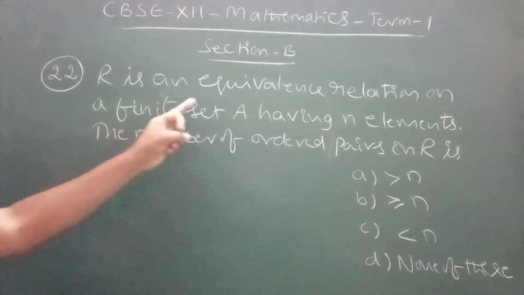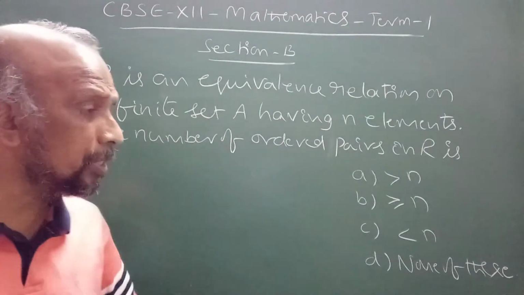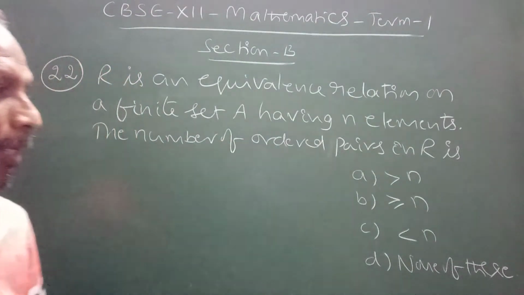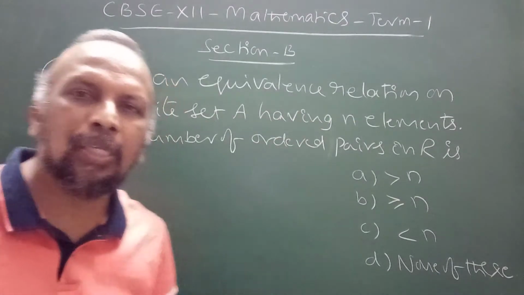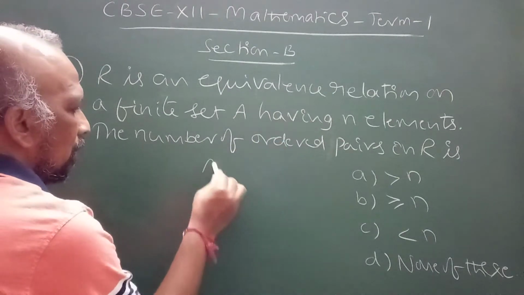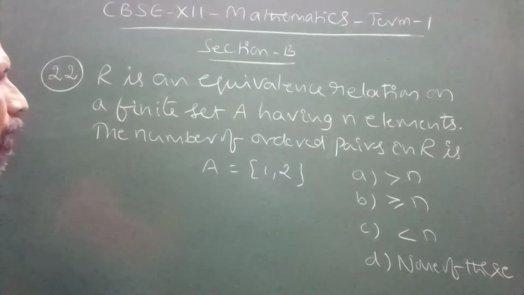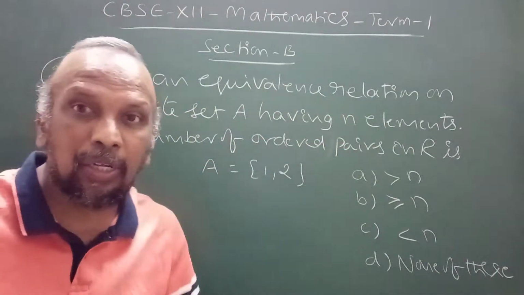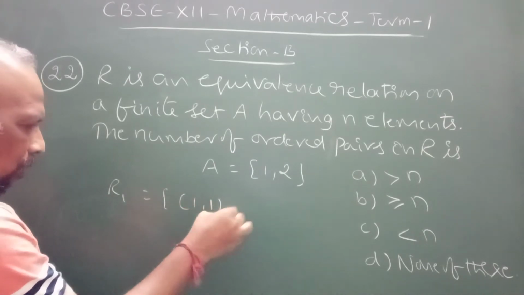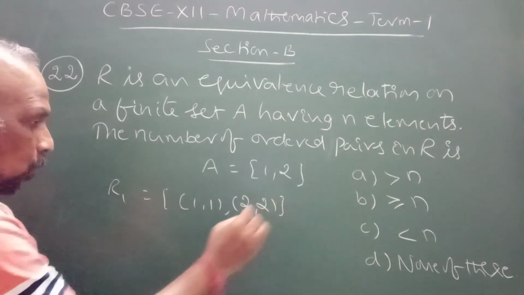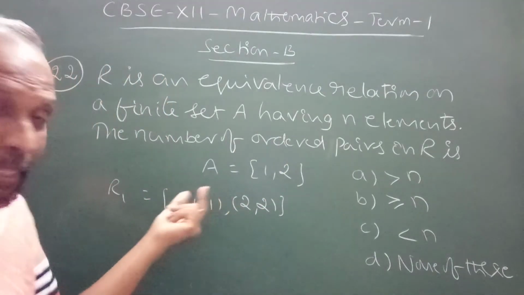Question 22. R is an equivalence relation on a finite set A having n elements. The number of ordered pairs in R is... When they talk about the number of ordered pairs with n elements, finite elements, consider for example that A has 2 elements, A equals {1, 2}. Since R is an equivalence relation, the possible R1 is (1, 1), (2, 2): 2 ordered pairs.